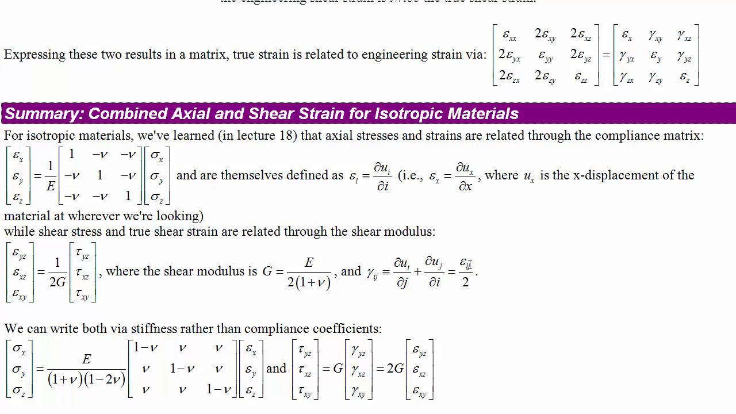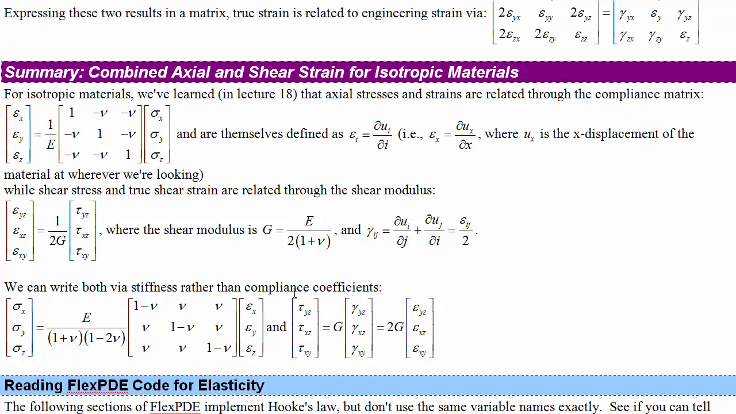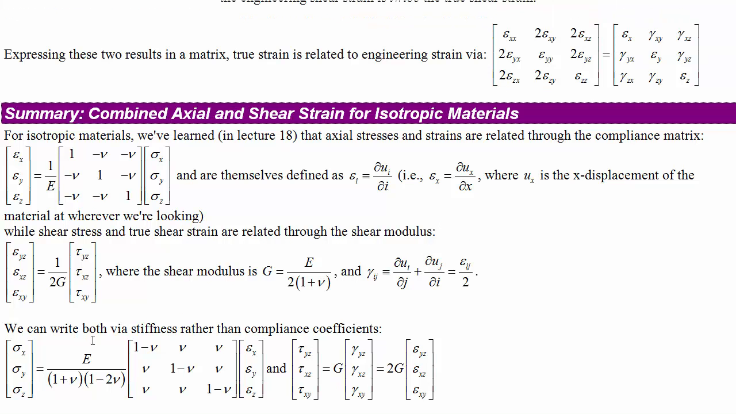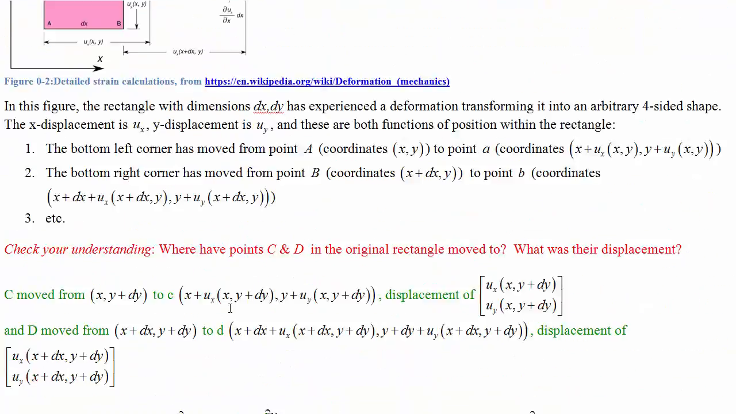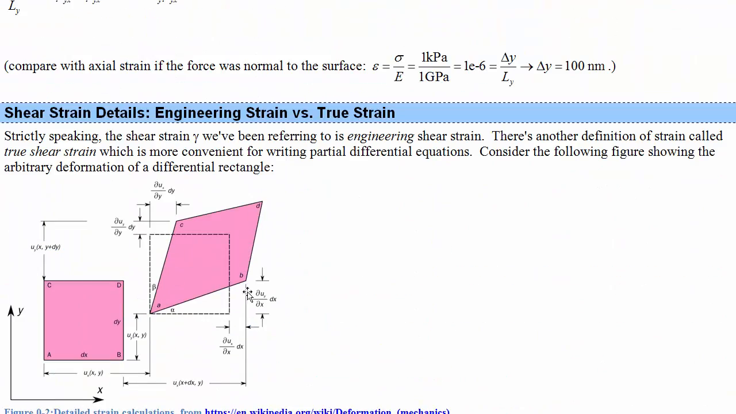So it's equal to the true shear strain over 2. You can write both via the stiffness rather than compliance coefficient. So if you want to write it in terms of stress equals something times strain, then this is the something for the axial components. And for shear, it's really a lot easier. It's just one constant.